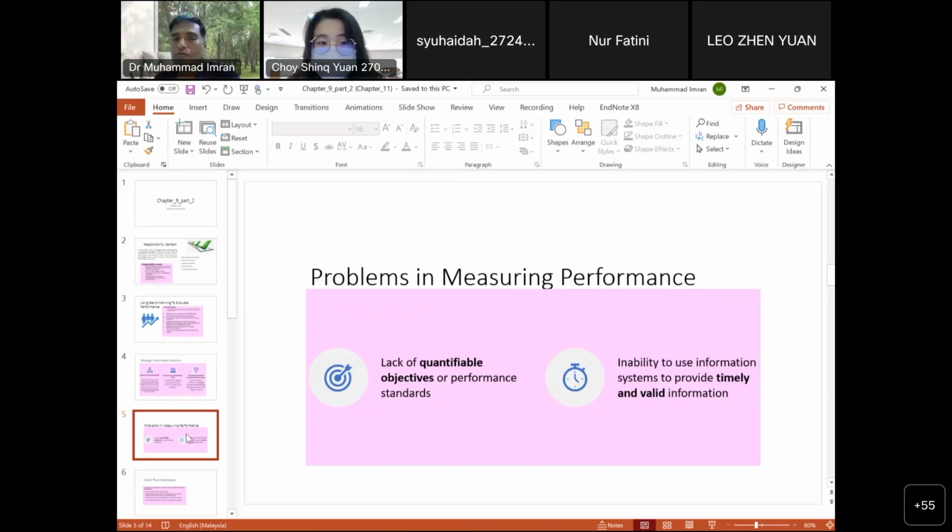Okay, the second one is inability to use information systems to provide timely information. Yes, we are not using information systems effectively. So that's why we don't have so much information, because we must give the information to all employees. They must know about each and everything.